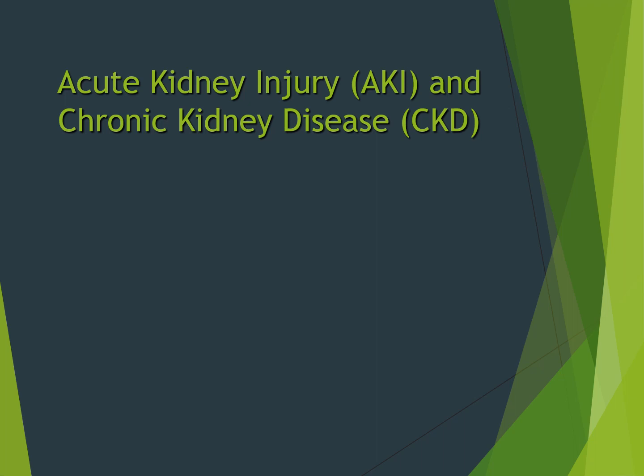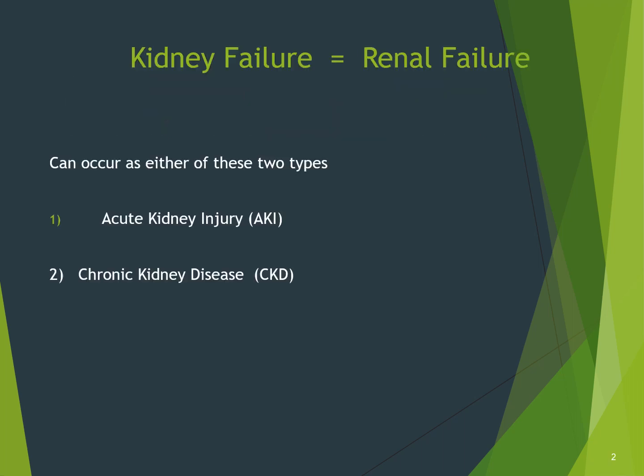This module will cover acute kidney injury and chronic kidney disease. The words kidney failure and renal failure can be used interchangeably in medical terms. These can usually occur in only two types: acute kidney injury and chronic kidney disease. We'll go more into depth with each of those.